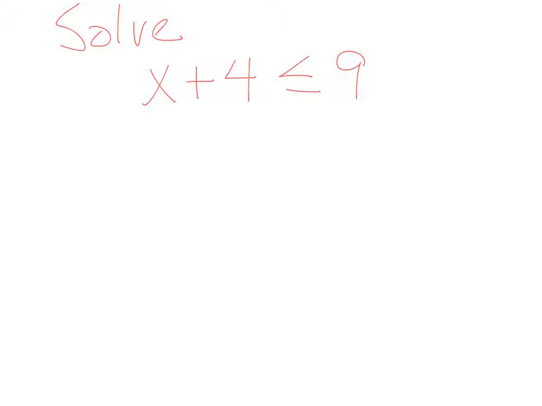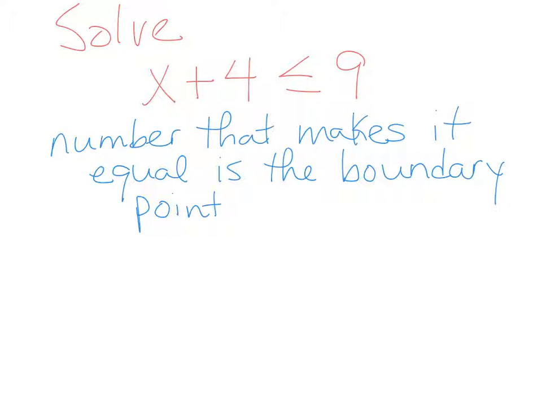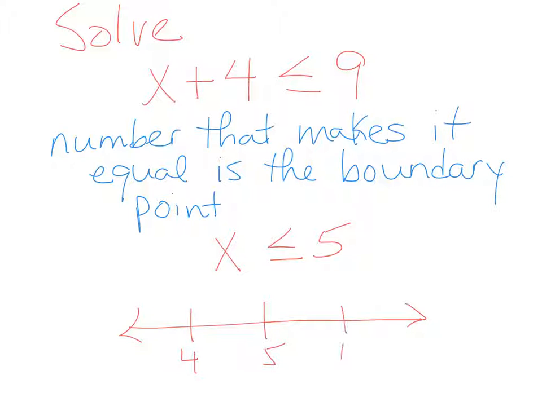When you have a problem like this, where you have x plus 4 is less than or equal to 9, first off, you're going to pretend it's equals, and you've got to find out what number is going to make that equals, because that is your dividing point. So now I know that I need the number that makes it equal. And in this case, it's going to be 5 because 5 plus 4 is equal to 9. So I know that my boundary point is 5 because that separates numbers that work and numbers that don't.